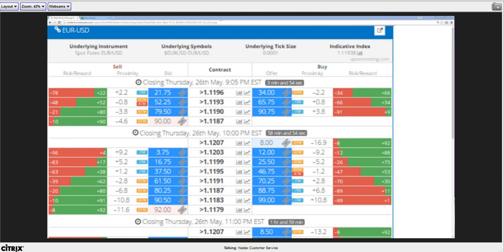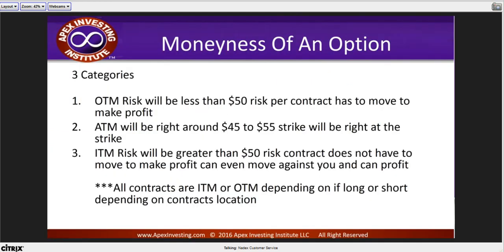Have a plan, okay? Now, another little side tidbit for you. All contracts are in the money and out of the money, depending on if you're the buyer or the seller. So buying or selling does matter if it's in the money or out of the money, and what direction, what side you're on.